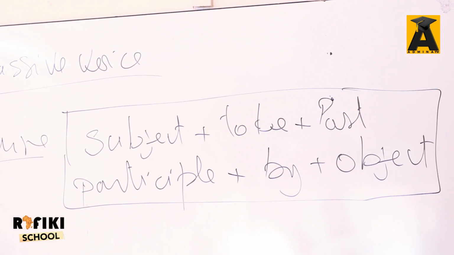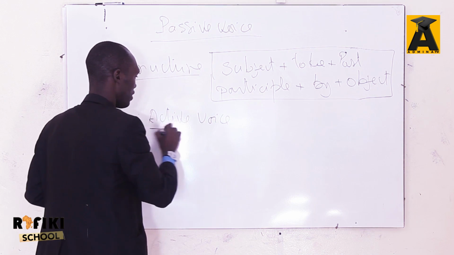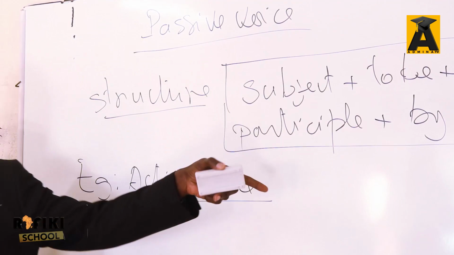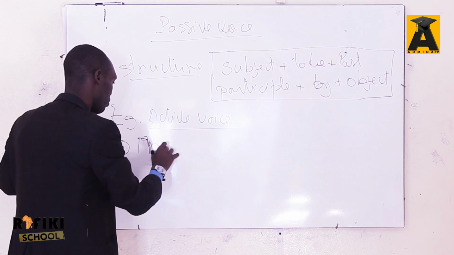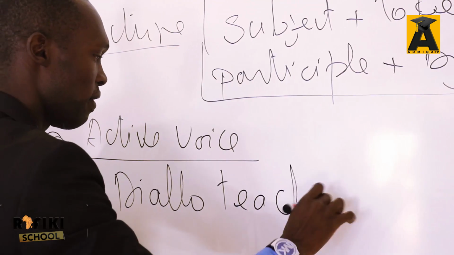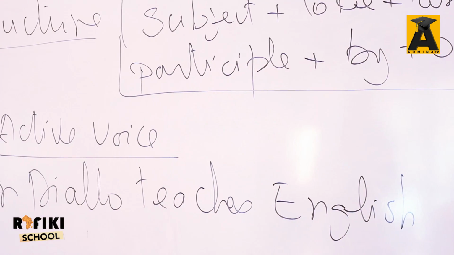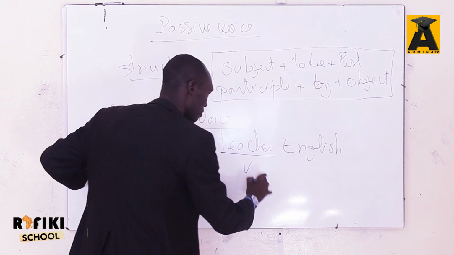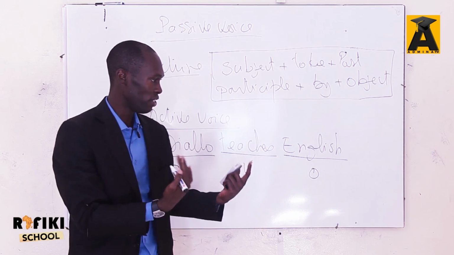I'll give you here one example. I give you a sentence in the active voice, and we're trying to turn it into the passive voice. The sentence is: Mr. Diallo teaches English. This is the sentence in the active voice. This is the subject, and this is the verb, and this is the object. So how can we turn the sentence now into the passive voice?